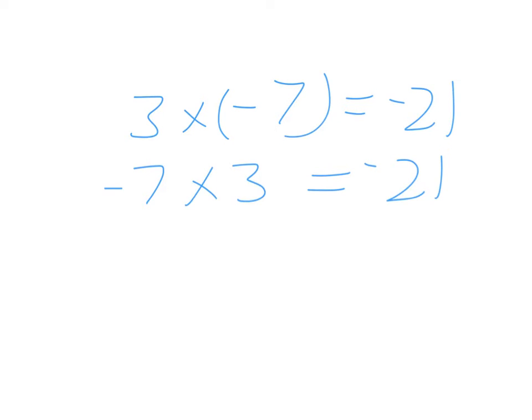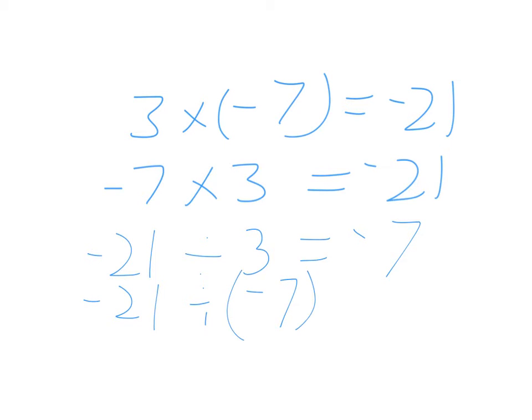So we start with our product, which then becomes our dividend. So we start with negative 21 divided by, and let's pick one of the factors, 3, and it's going to equal the other factor, which is negative 7. We do the same thing again. Negative 21, our dividend, or our product, divided by, this time, negative 7, and that's going to equal the other factor, which is 3.